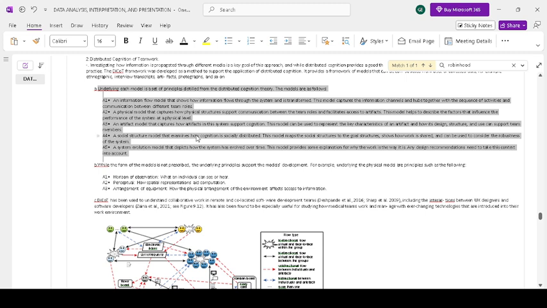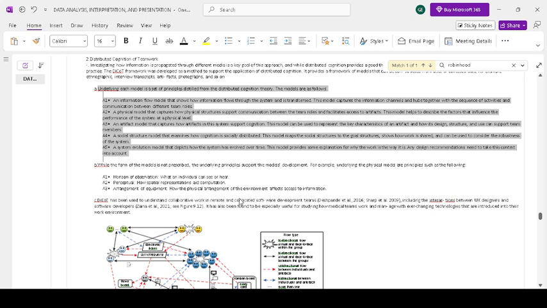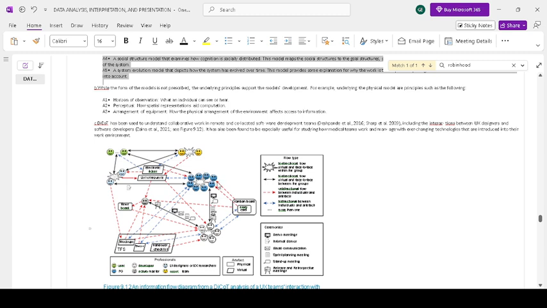An artifact model that captures how an artifact in this system supports cognition. This model can be used to represent the key characteristics of an artifact and how its design, structure and use can support team members. So you're trying to capture the artifacts used in the system. So you're trying to also create a readable representation like this. For example, you know exactly that this is people.